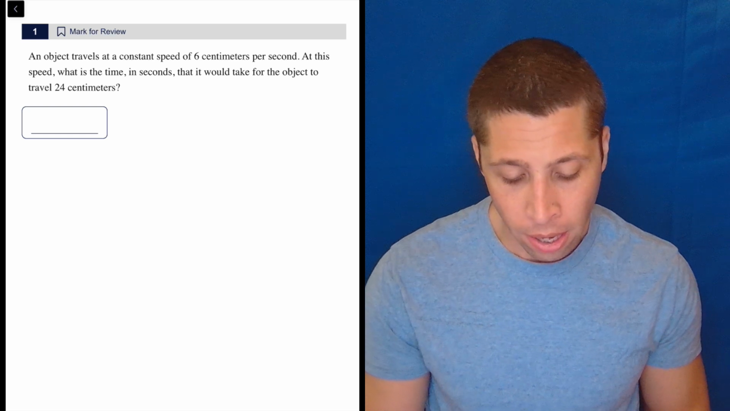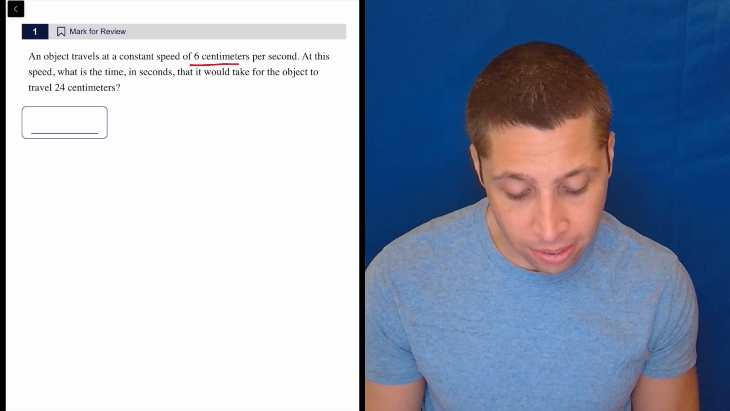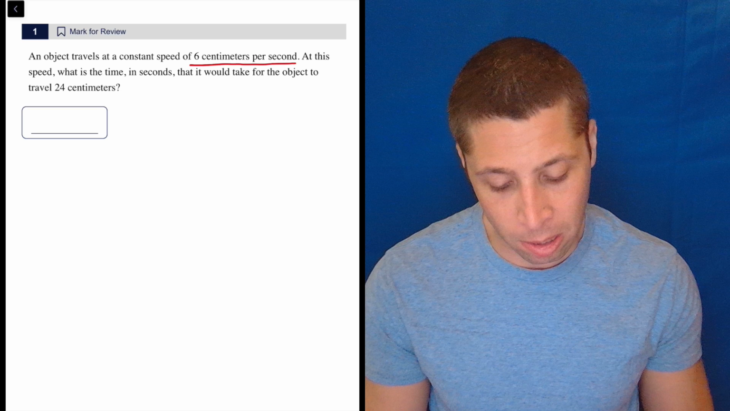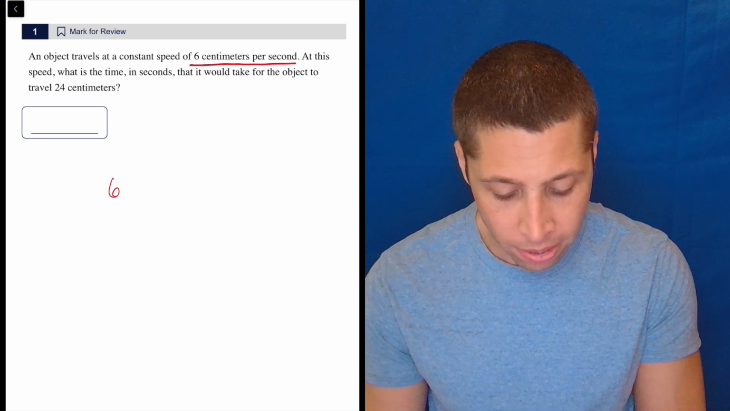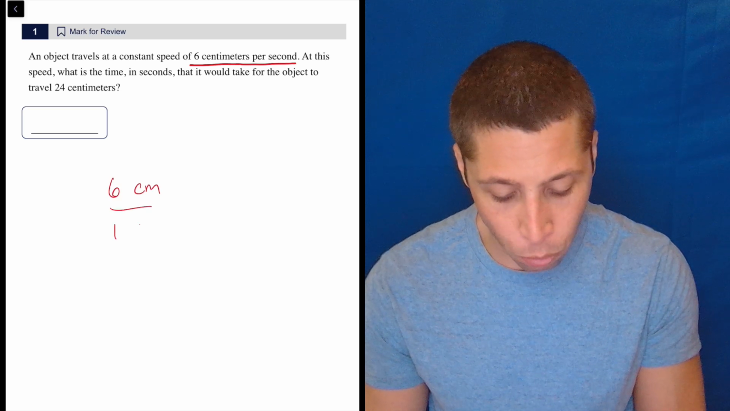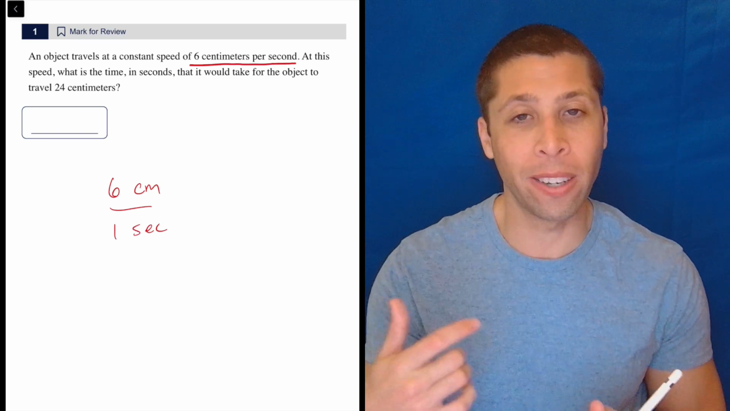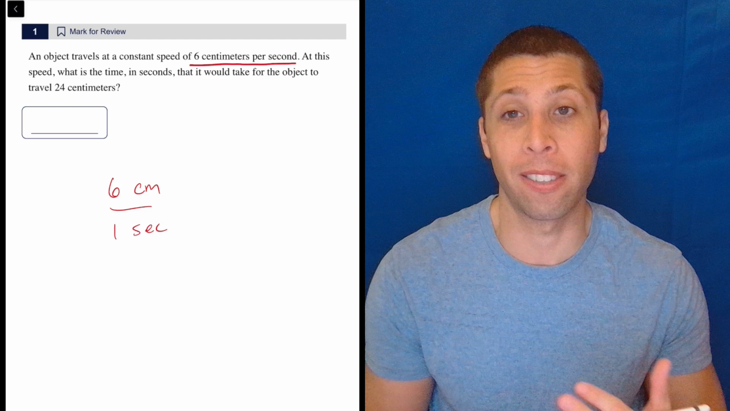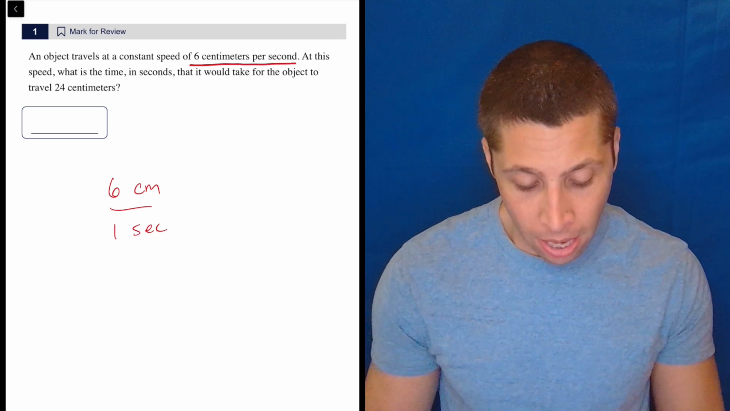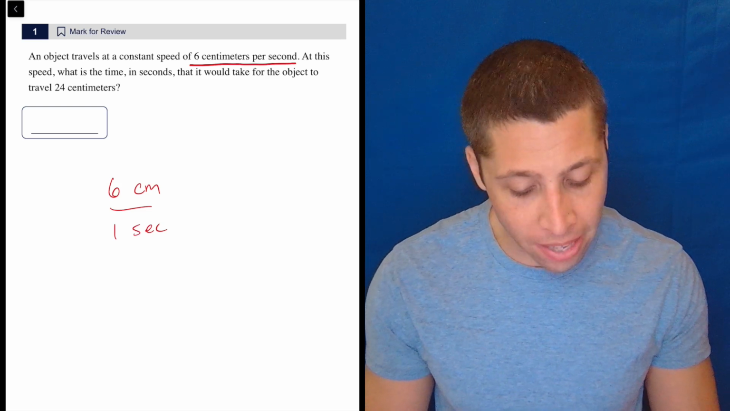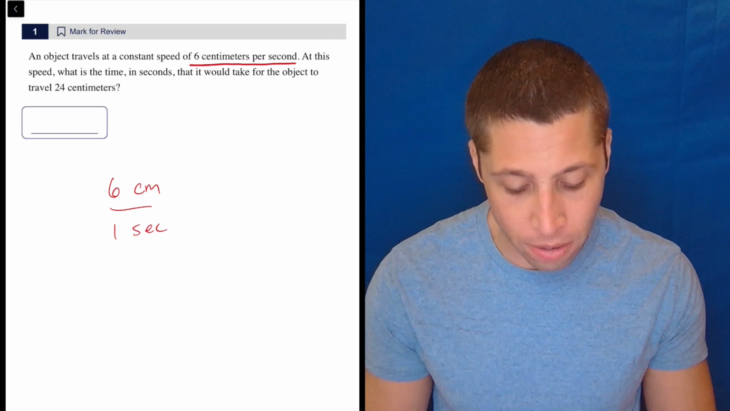So here, we have a rate, 6 centimeters per second is the constant speed. So we can actually write that as a fraction, 6 centimeters per 1 second, right? We can turn any rate into a fraction if we want. It's just that the denominator is going to be 1 because that's what it means, per 1 second. At this speed, what is the time in seconds that it would take for the object to travel 24 centimeters?